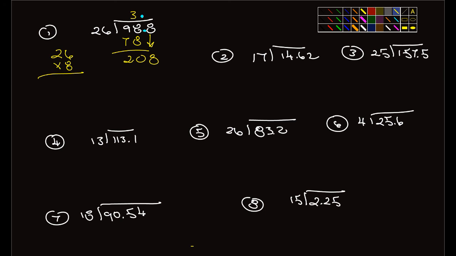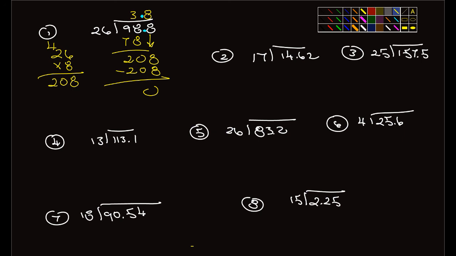8 times 6, again, if you know your multiplication tables, you'd know that's 48. Put down the 8, carry the 4. 8 times 2 is 16 plus 4 is 20. Look at that. So it goes in exactly 8 times. We lucked out there. 208. Subtracting, nothing left over. Okay? So the answer to number 1, as you can see there, is 3.8.